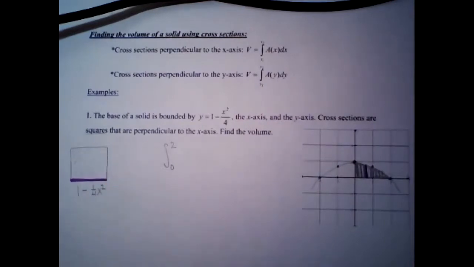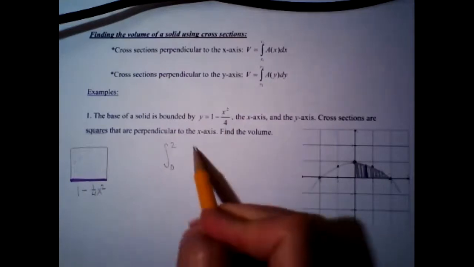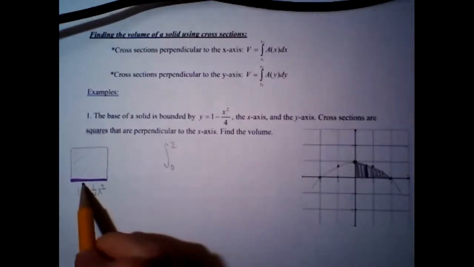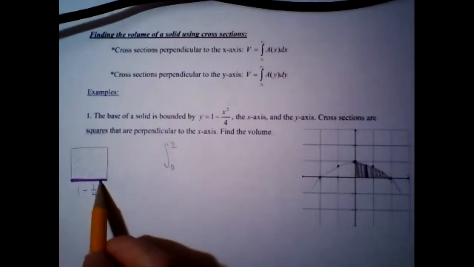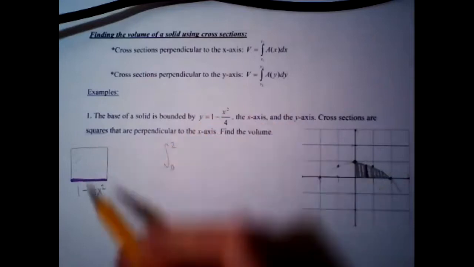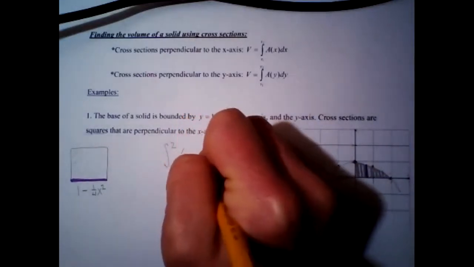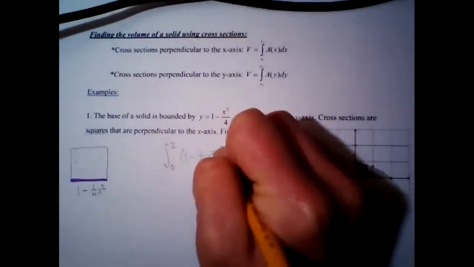So hey guys, how do you get the area of a square? Because that's what's going to go inside of here. How do we get the area for a square? Yeah, square it. It's base times height, right? So if the base is this 1 minus 1/4 x squared, the height is also 1 minus 1/4 x squared. So you're going to take that and square it.